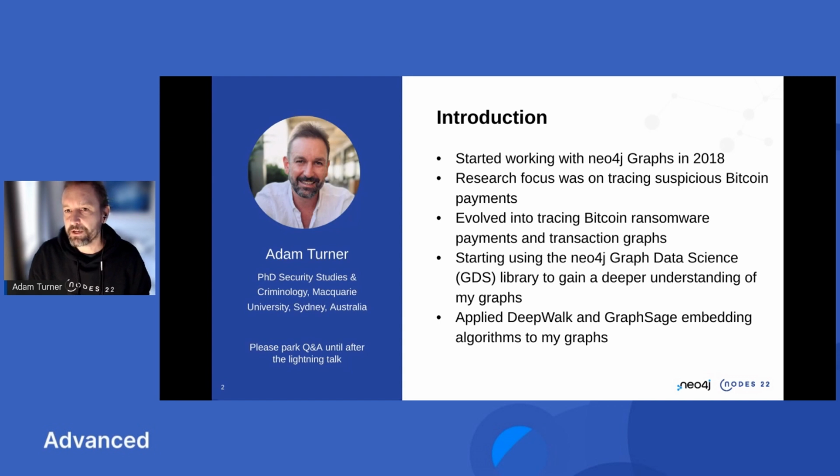So where did we begin? A little bit of introductions. I only started using Neo4j graphs back in 2018, essentially when I started my journey on my PhD, which I just completed. Thanks, Sami. And the focus, as I said, was on tracing suspicious Bitcoin payments. This was in general at first, and then it narrowed down into actual ransomware payments throughout the Bitcoin ecosystem and the transaction graphs that they formulate. And then, in order to get a deeper understanding of the graph and the context of the graph, I started exploring the Graph Data Science library that Neo4j offers.